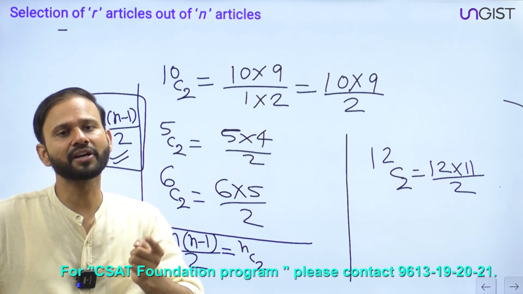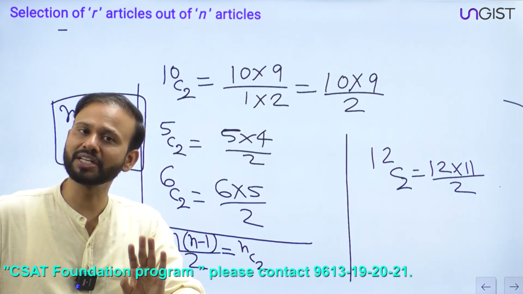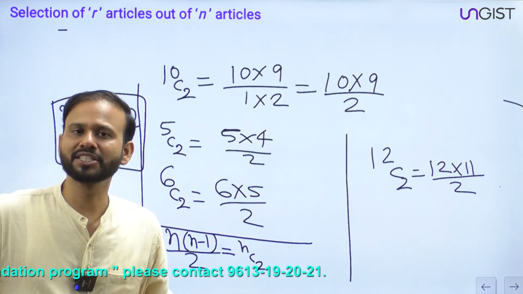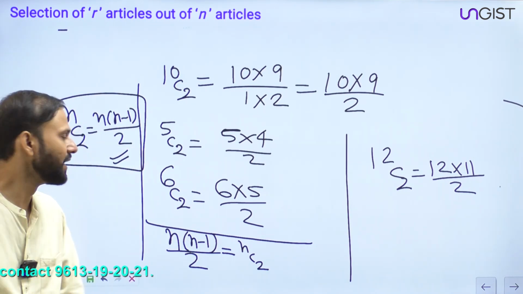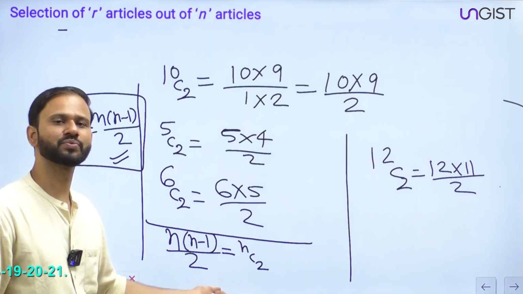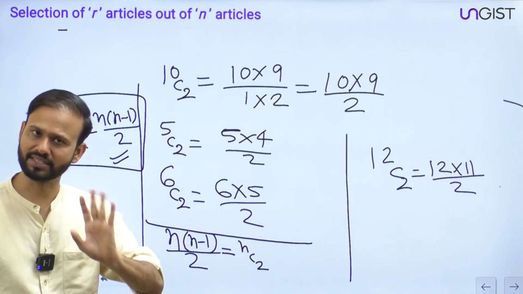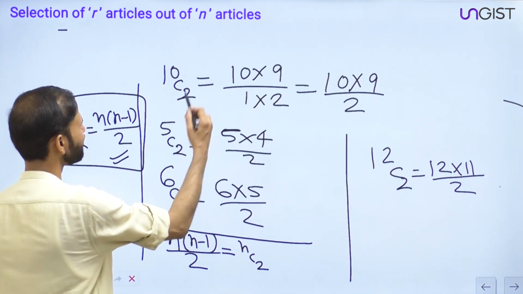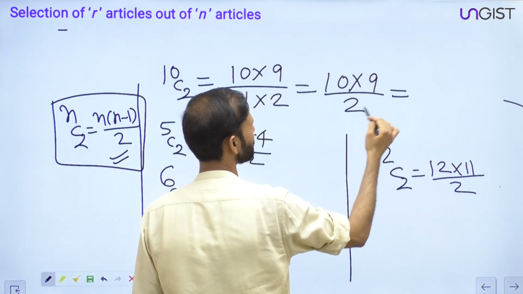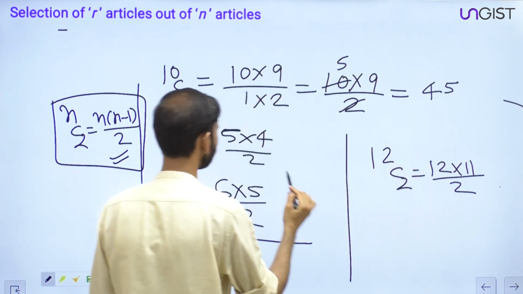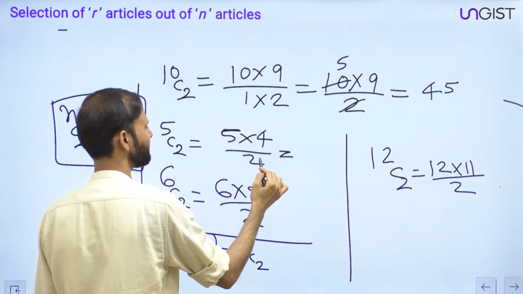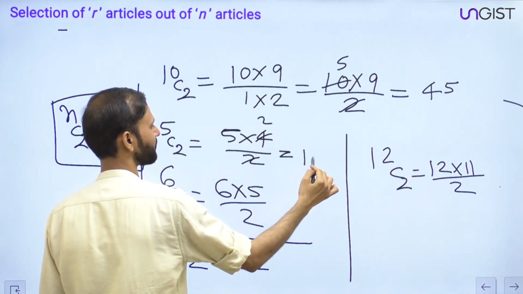And in the round robin tournament, if n teams are participating, then total number of matches played is equal to NC2. And what is NC2? NC2 is equal to n into n minus 1 divided by 2. Guys, it is clear. Now, what is the value of 10C2? The value of 10C2 is 45. What is the value of 5C2? The value of 5C2 is 10.